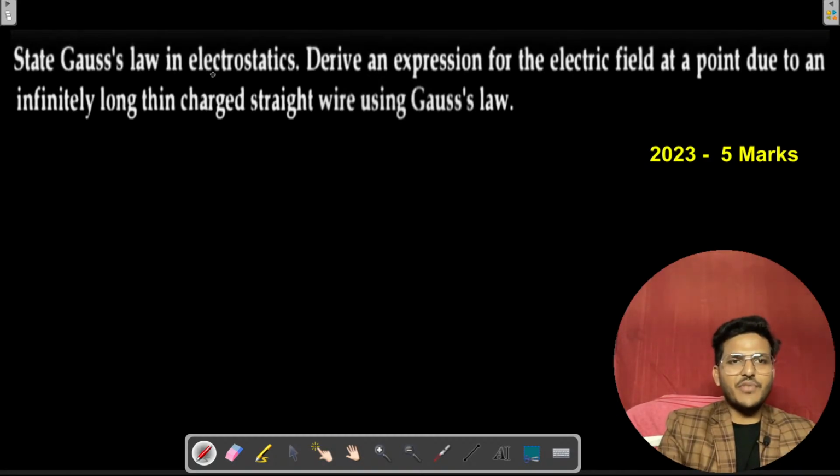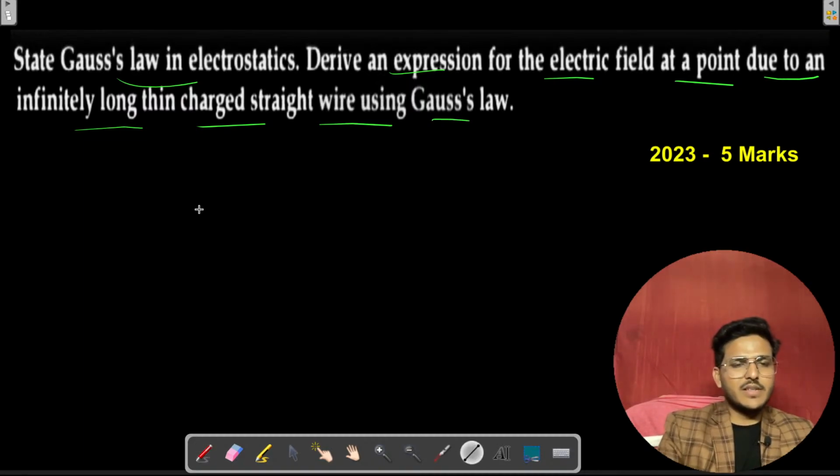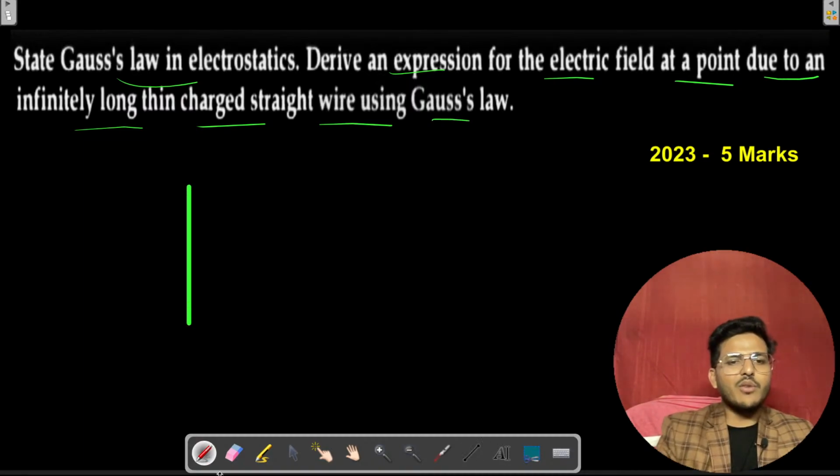Moving to next, a 5-marker question. This one is also one of the most important questions, right? State Gauss law in electrostatics. Derive an expression for the electric field at a point due to an infinitely long thin charged straight wire using Gauss law. See, this is an infinitely long wire.